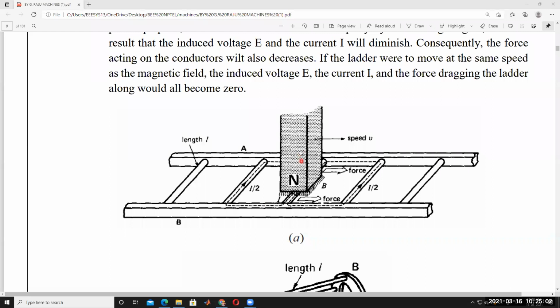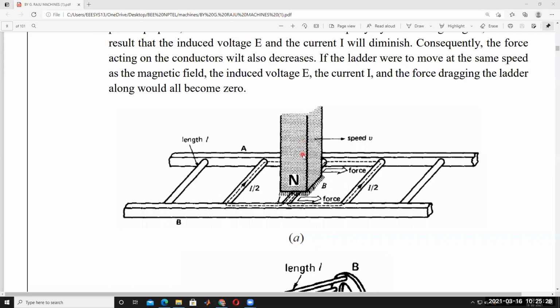This is called the rotating magnetic field. Let us assume this is the rotating magnetic field, and its speed is V. It is rotating. This is the rotor, and this is the stator rotating magnetic field. The stator rotating magnetic field rotates. You know well, yesterday I explained how the magnetic field is rotating. RMF means rotating magnetic field.